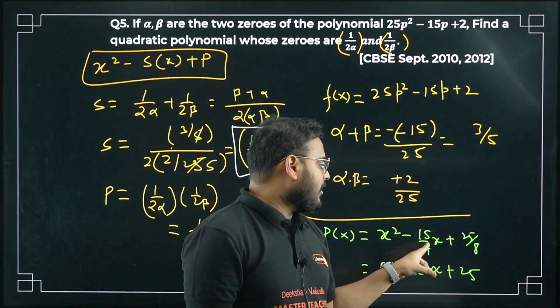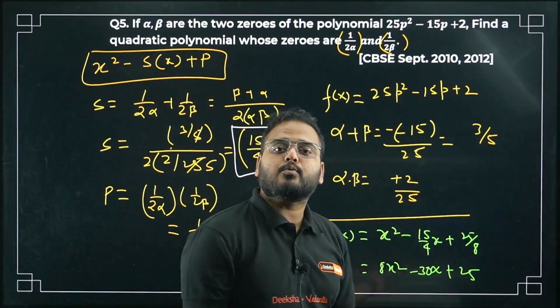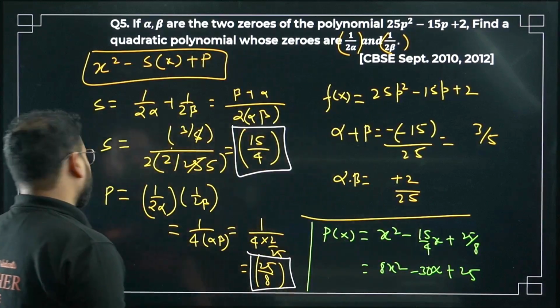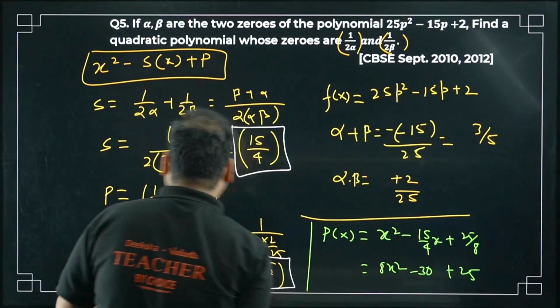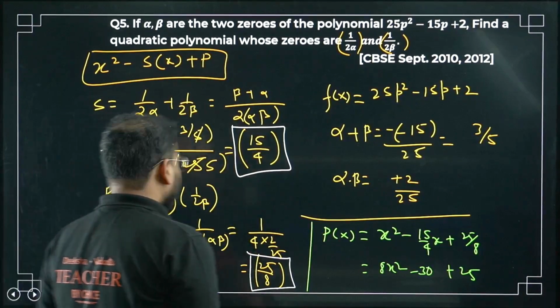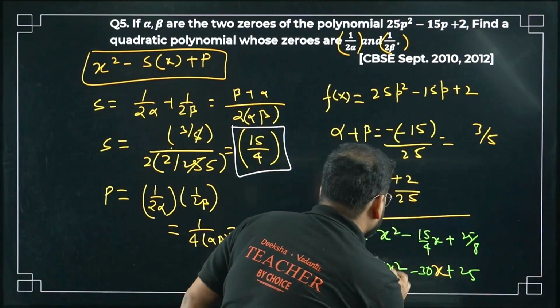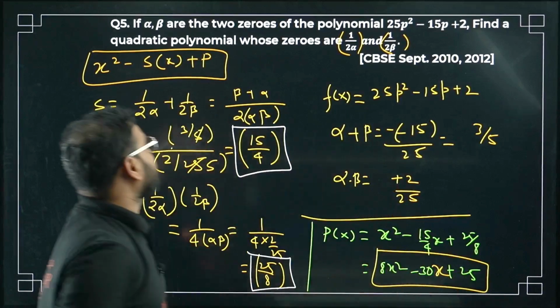I multiplied with 8, so 8x square cancels with the 8, 15 into 2 is 30 and 25 remains as it is. So 30x and 25. Okay? That's your answer. Please check. If you're getting a different answer, let me know. So this is your final answer for question number 5.